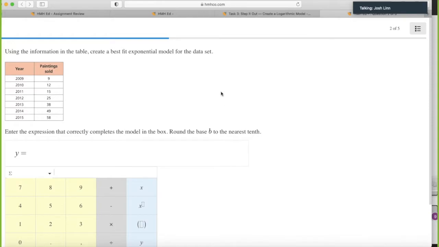I like the other check on learning that let me actually check the answers in front of you, but whatever. Use the information in the table to create a best fit exponential model for the data set. It didn't say use a graphing calculator, so we're going to do this one the old-fashioned way.